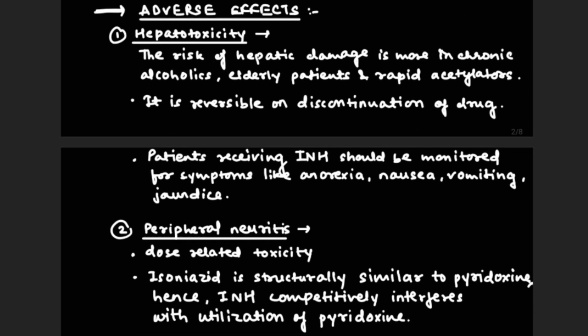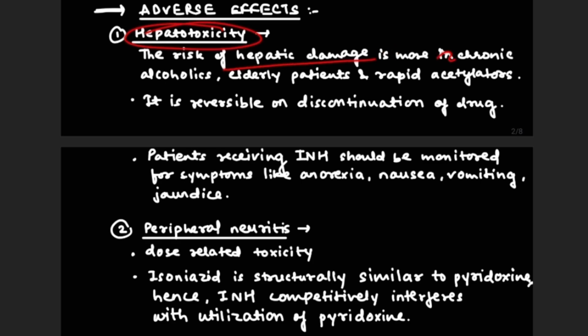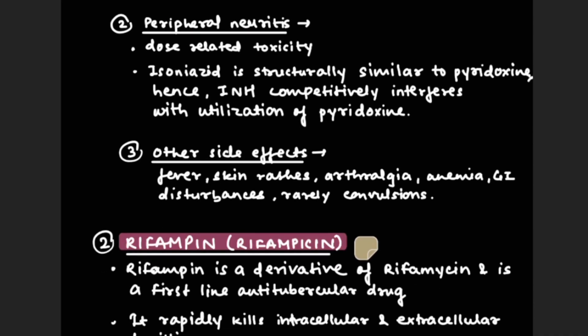Then adverse effects. So first is hepatotoxicity. So the risk of hepatic damage is more in chronic alcoholics, elderly patients and rapid acetylators. Reversible on discontinuation of the drug, and patients receiving INH should be monitored for symptoms like anorexia, nausea, vomiting and jaundice. Then second is peripheral neuritis. So it is a dose related toxicity. Isoniazid is structurally similar to pyridoxine, and INH will competitively interfere with the utilization of pyridoxine. And other side effects are fever, skin rashes, arthralgia, anemia, GI disturbances, rarely convulsions. So these are some effects of isoniazid.